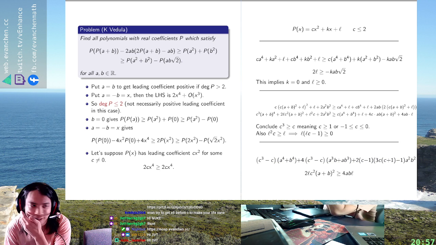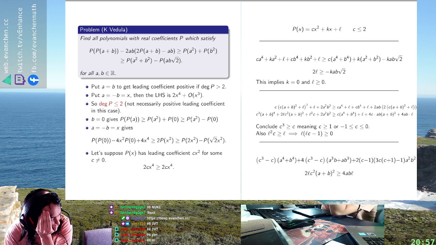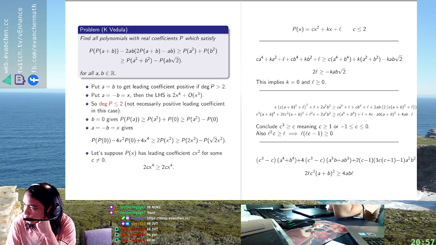Oh, no. No! Okay. I was hoping the middle part would just be non-negative once I constrained L and C so much.